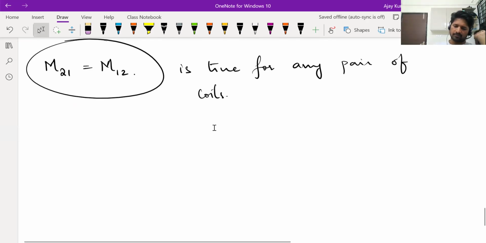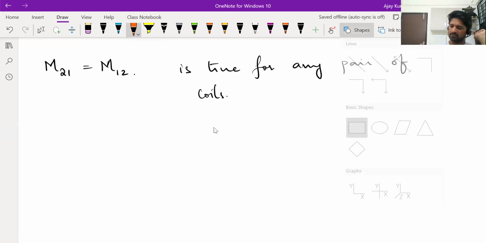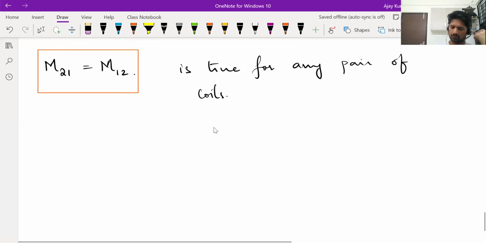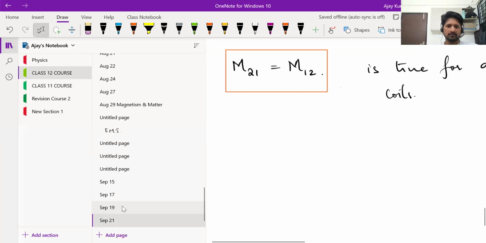Okay. Can one of you tell me the factors on which mutual inductance depends? We had discussed this before. Factors on which mutual inductance depends. Third, the geometry. Yeah, it depends on the shapes of the coils. It depends on the arrangement also. We had done that in the last class.